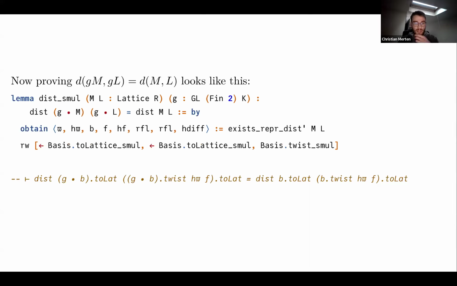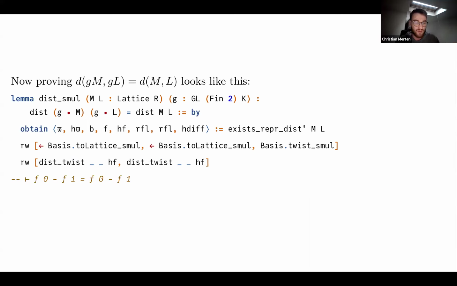So we just pull in the G and the twist, and now we just have twice the statement distance of some basis.toLattice to some basis.twist.toLattice, and we know how to compute these distances, and the goal reduces to this equality, which is true.